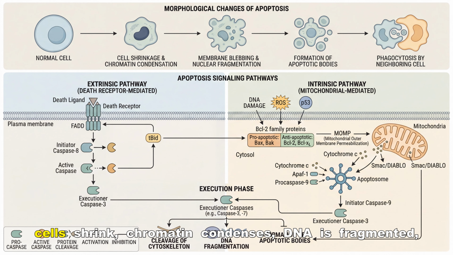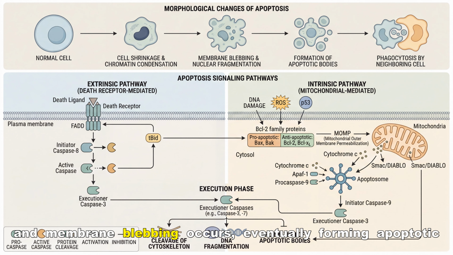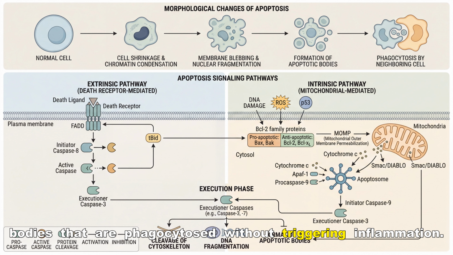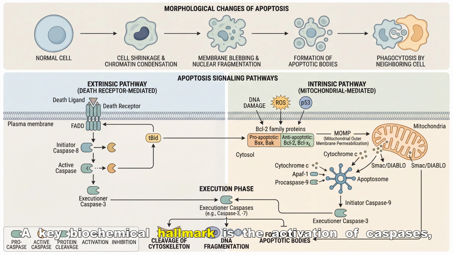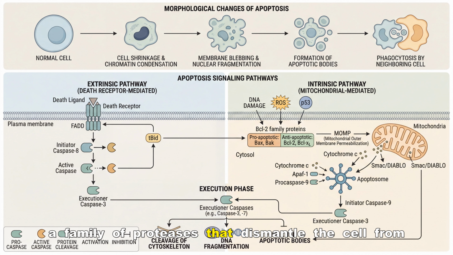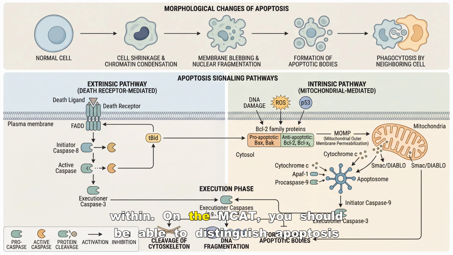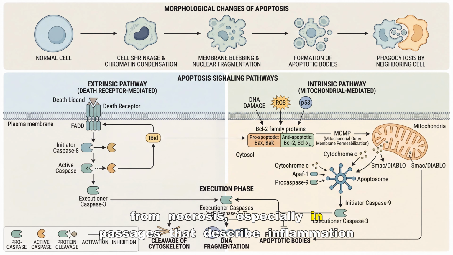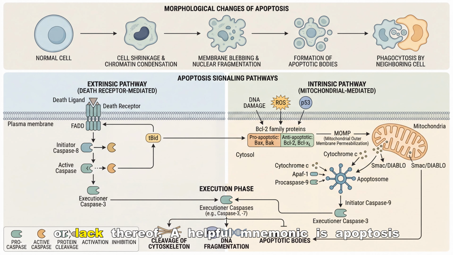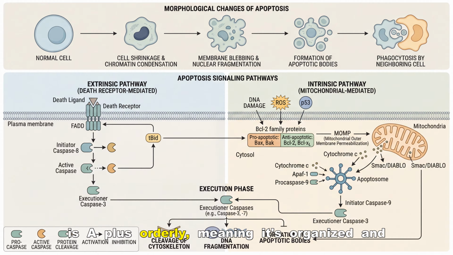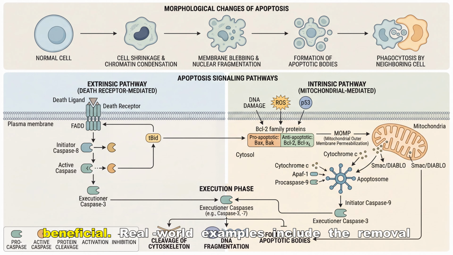During apoptosis, cells shrink, chromatin condenses, DNA is fragmented, and membrane blebbing occurs, eventually forming apoptotic bodies that are phagocytosed without triggering inflammation. A key biochemical hallmark is the activation of Caspases, a family of proteases that dismantle the cell from within. On the MCAT, you should be able to distinguish apoptosis from necrosis, especially in passages that describe inflammation or lack thereof. A helpful mnemonic is apoptosis is A+ orderly, meaning it's organized and beneficial.